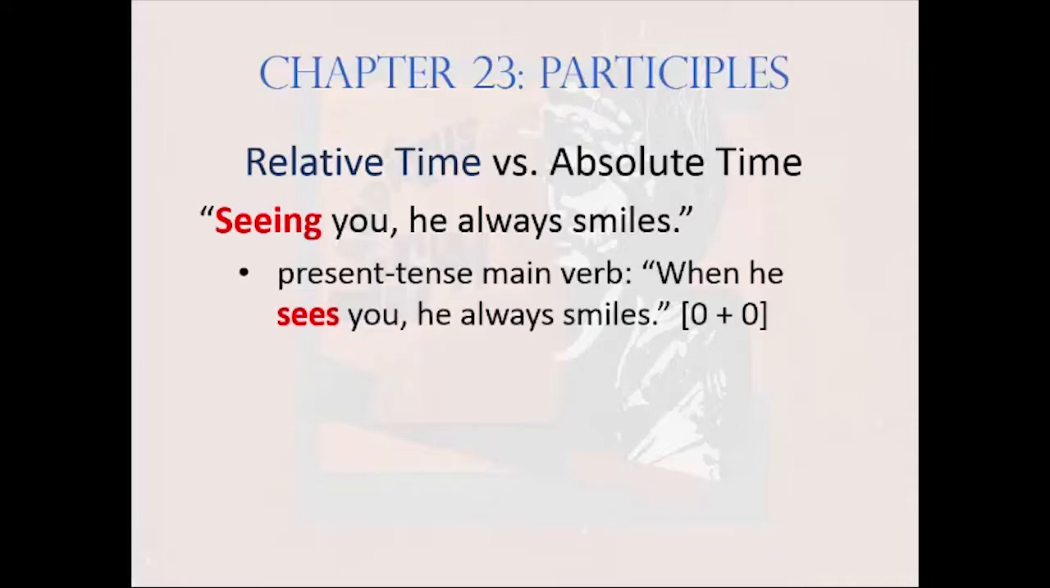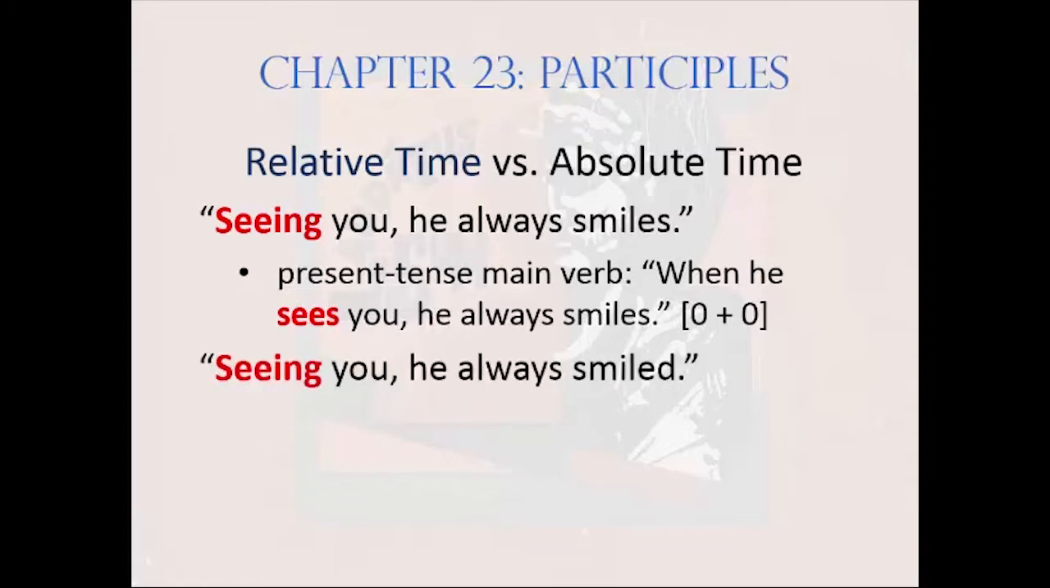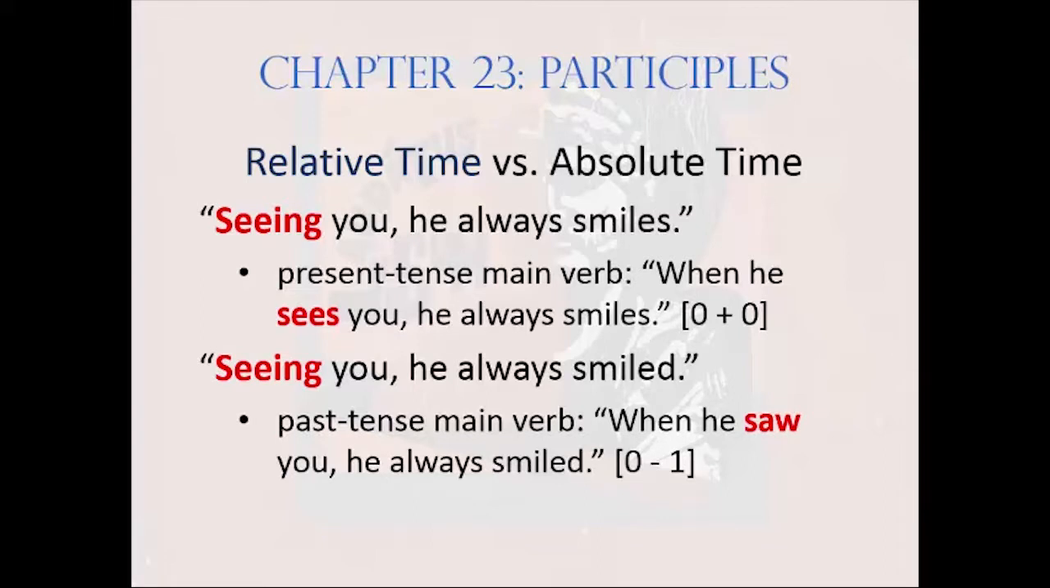Well, since both the main verb smiles and the participle seeing are present tense, there's no relative versus absolute time issue here. "When he sees you, he always smiles." But what if the main verb were past tense? "Seeing you, he always smiled." What's the correct "when" clause equivalent for the participle now? That's right. "When he saw you, he always smiled."